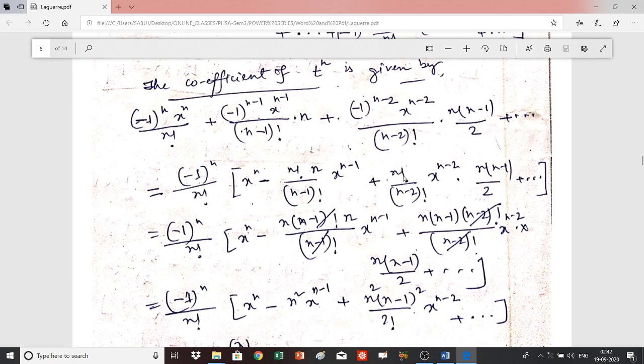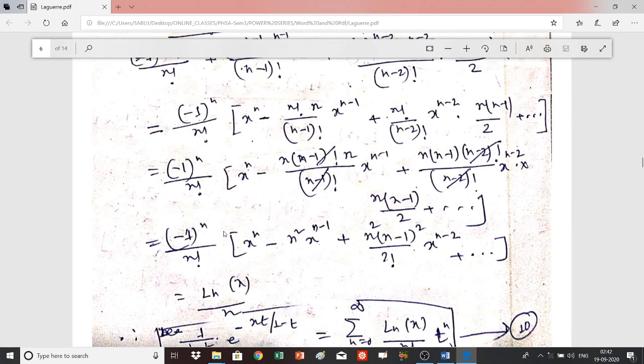Just write n factorial as n into (n minus 1) into (n minus 2) factorial, because n factorial can be written according to this expression. And then (n minus 2) factorial is there, x to the power n minus 2, and this term is written here, plus all other terms. So that will give you x to the power n minus n, this will cancel each other, n squared x to the power n minus 1, then n squared (n minus 1) whole squared by 2 factorial, these two will be written as 2 factorial x to the power n minus 2, and all other terms.